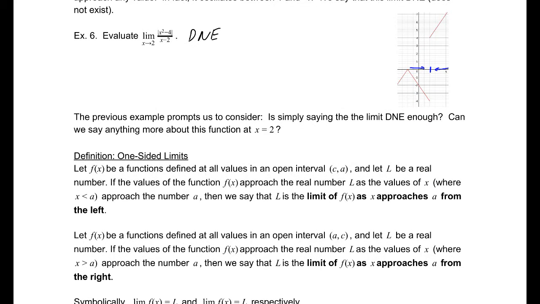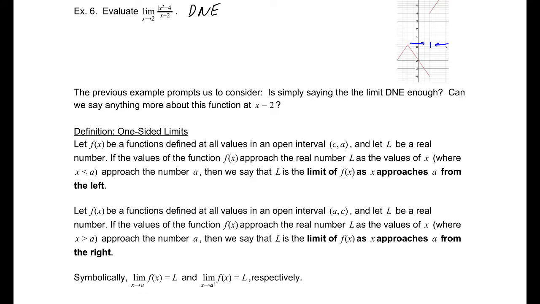So let f of x be a function defined at all values in an open interval (c, a), and let L be a real number. If the values of the function f of x approach the real number L as the values of x, where x is less than a, approach the number a, then we say L is the limit of f of x as x approaches a from the left. From the left. Now we will write that in this way right here. It's the limit from the left.